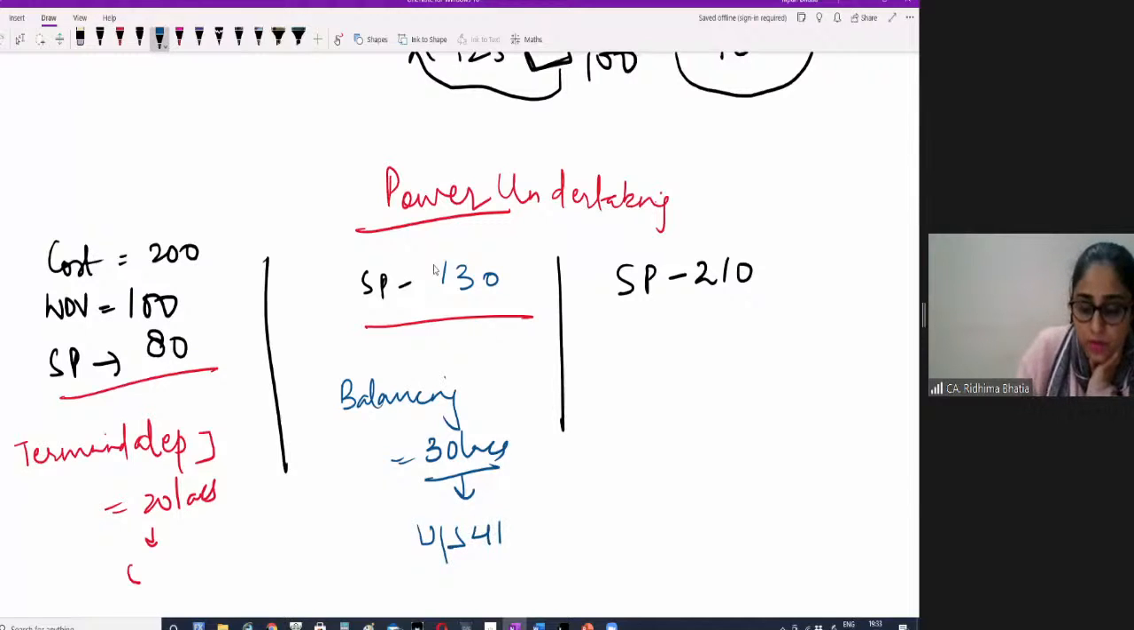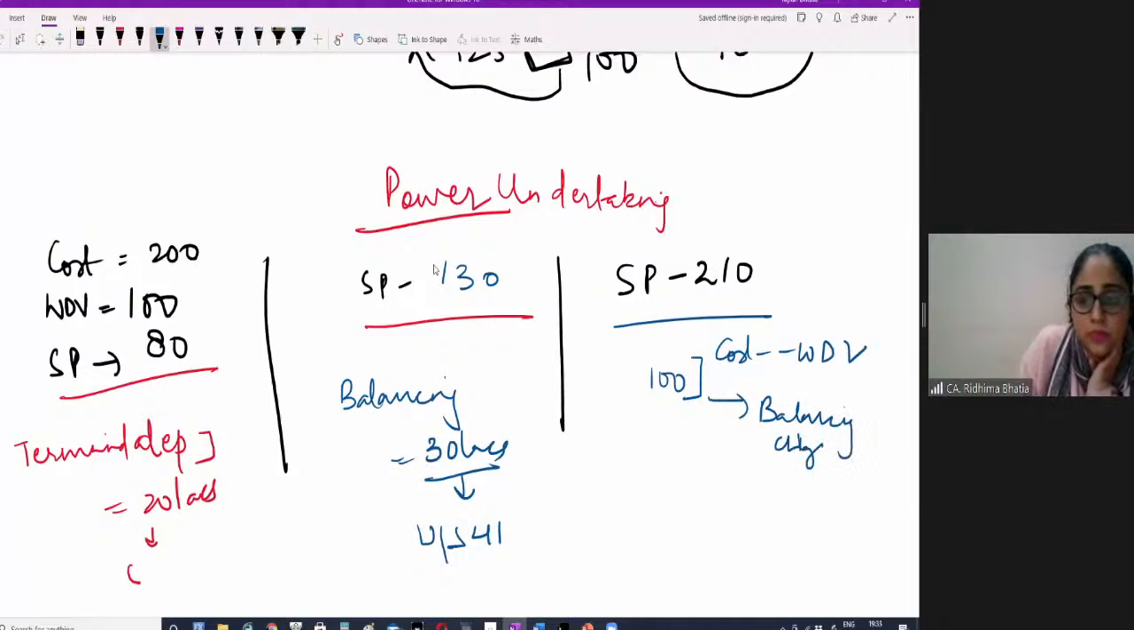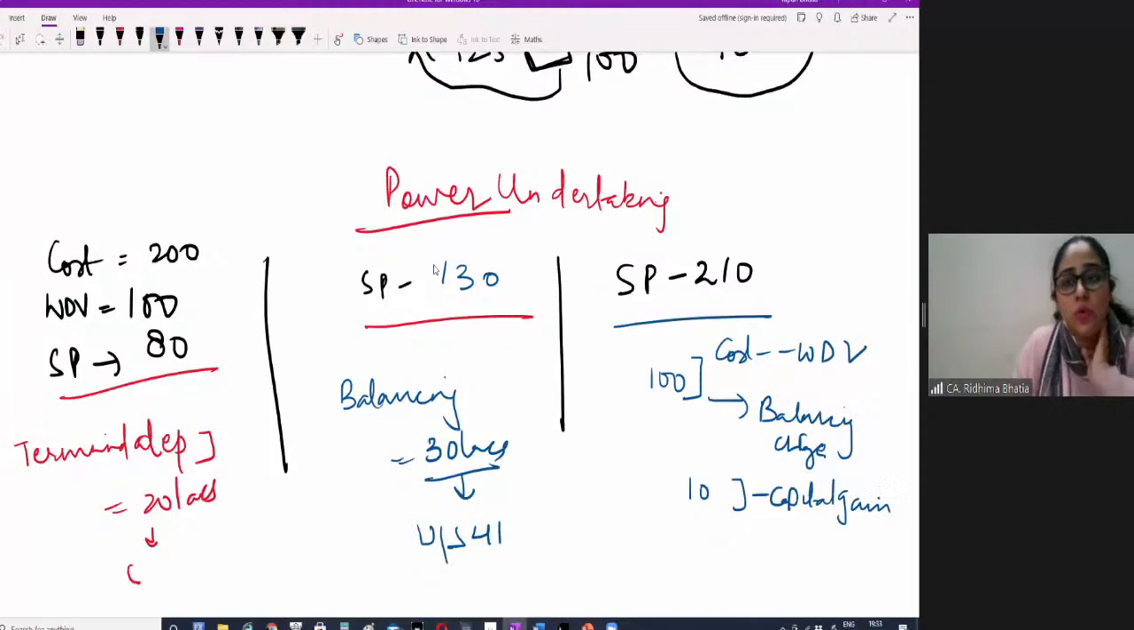Okay? Now sale price is 210. So up till 100, which is the difference of my cost and WDV, will go as balancing charge, and the 10 amount will go as my capital gain income. Anything over and above the cost is not related to my business. That is my capital gain part.